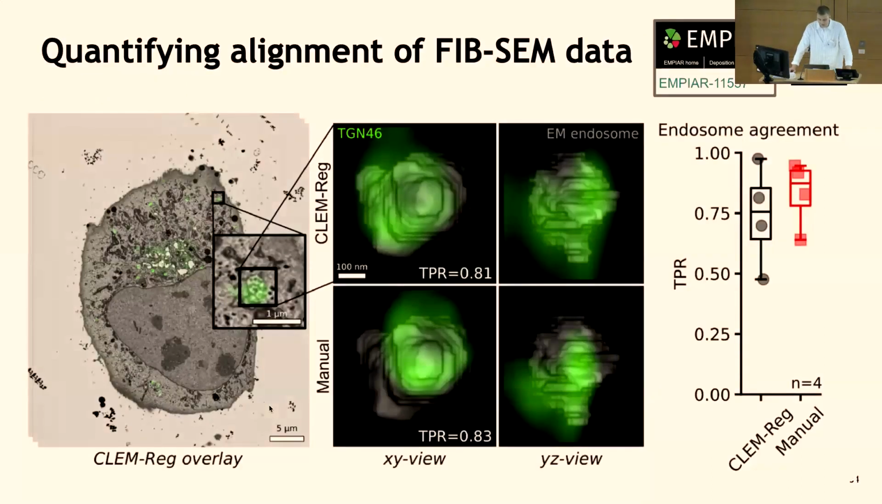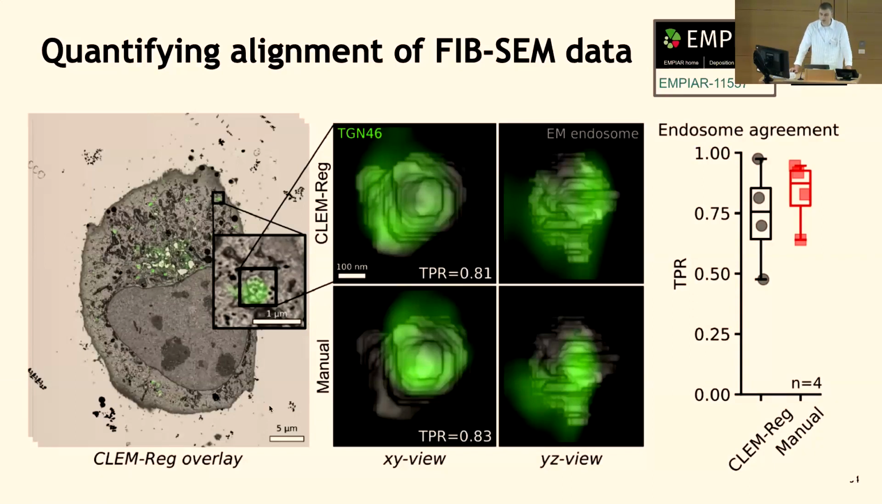In this data set, which you can check out on the EMPIAR ID in the top right, we've manually segmented the endosomes in this FIB-SEM data and measured the true positive rate of these 4 manually segmented endosomes against the fluorescence thresholded segmentation. And we did this for both CLEM-Reg and a manual registration algorithm.